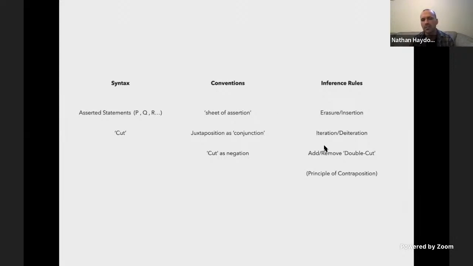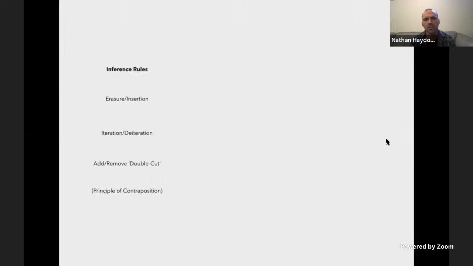And then we have these inference rules: the twin inference rules of erasure and insertion, iteration and deiteration, which I'm going to go on to describe now, and then the adding and removing of the double cut. And I flagged that there's another one lurking in the background of these rules, which is the principle of contraposition. I think it helps us better account for what some of these inference rules are. So what are these inference rules? Well, the first one, erasure.